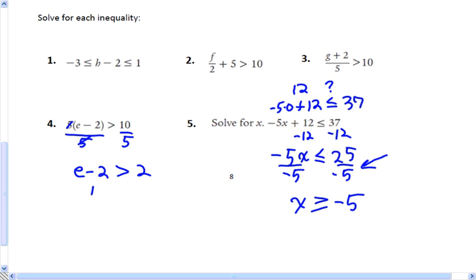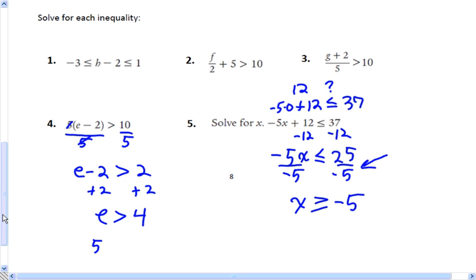And then I'm just going to add 2 to both sides, and I get e is greater than 4. And then I just want to check if that's true. So what I'm saying is any number greater than 4, so numbers like 5, 6, 7, 8, will make this true. So I'm just going to check one of those and make sure.